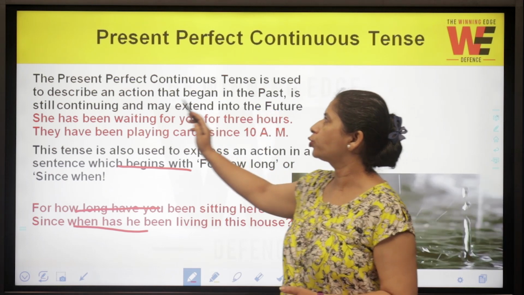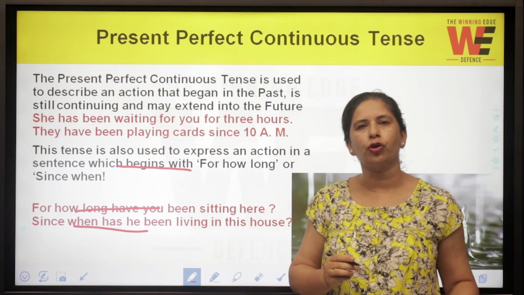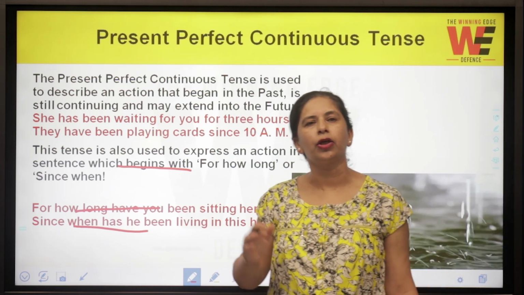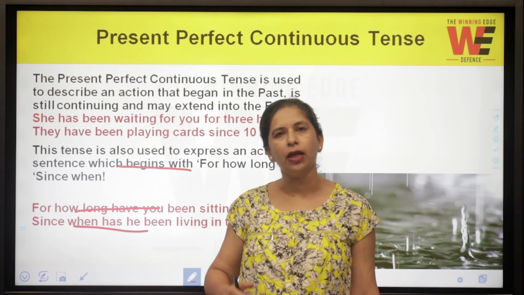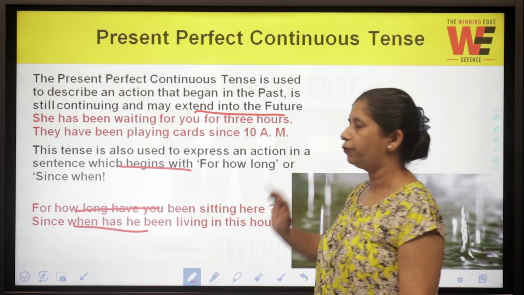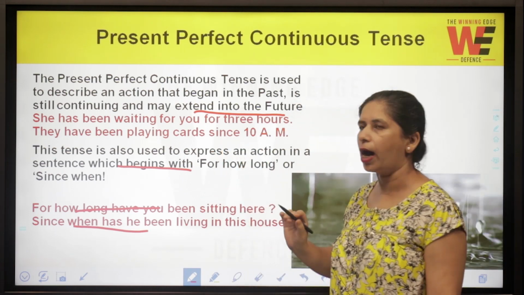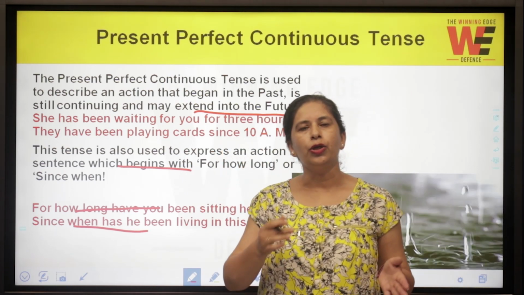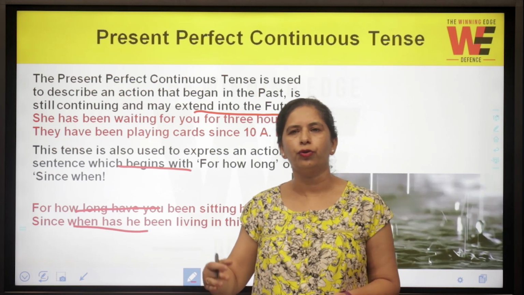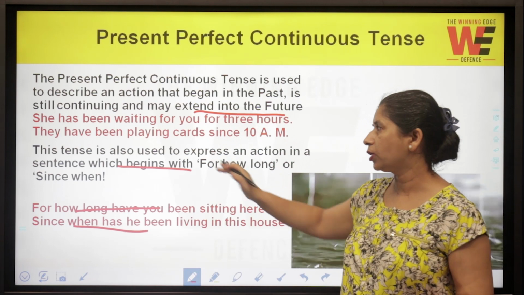Okay? It is used to describe an action that began in the past, and the action is still continuing. That action is still carrying on, still continuing, and may extend into the future. For example, she has been waiting for you for 3 hours. So she is still waiting. She has been waiting for you for 3 hours is an example of present perfect continuous tense.